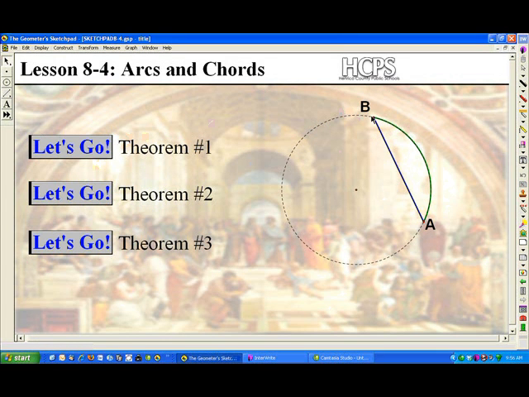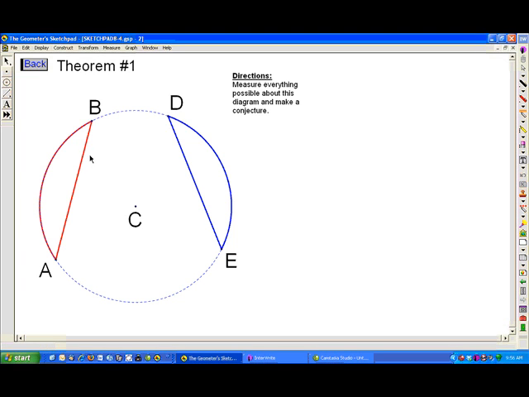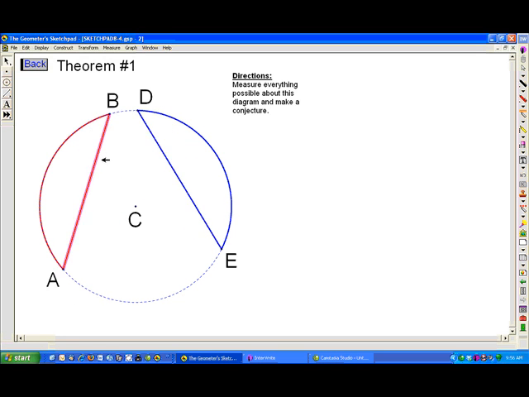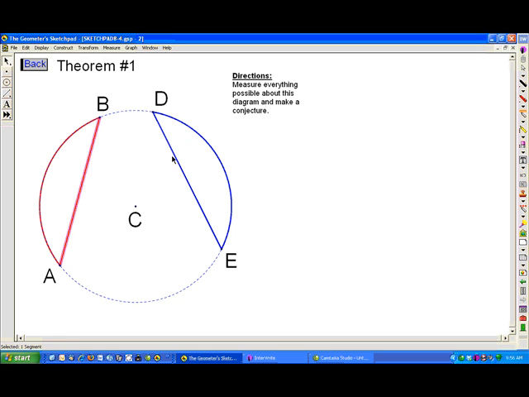So I've given you some pictures already through this Sketchpad file, and we're going to look at chords and how they relate to the circle. Theorem number 1. Here is the picture. Grab something and just wiggle it. Drag it around, and you can see that the two chords are given as congruent. What else might be true?